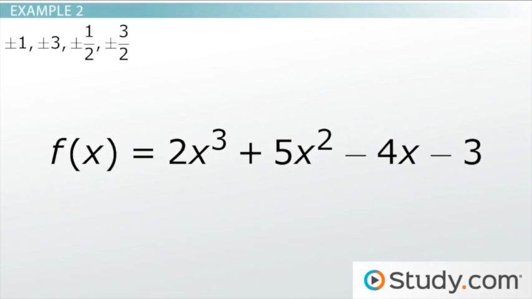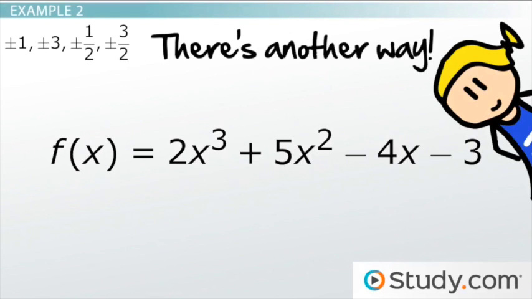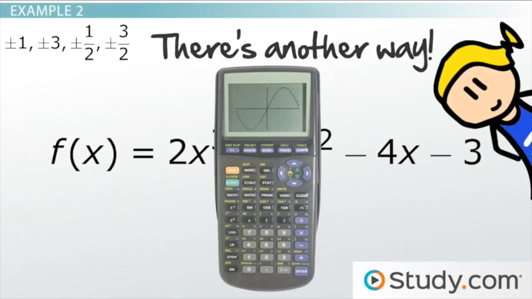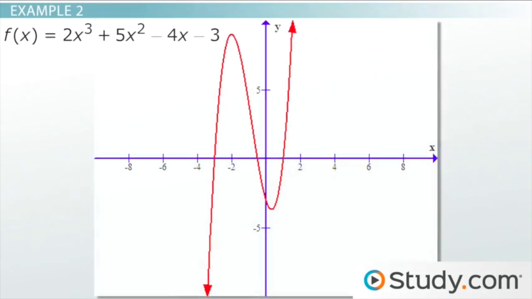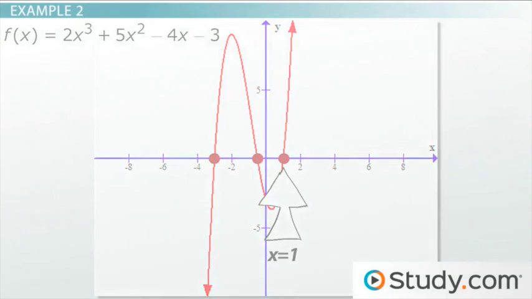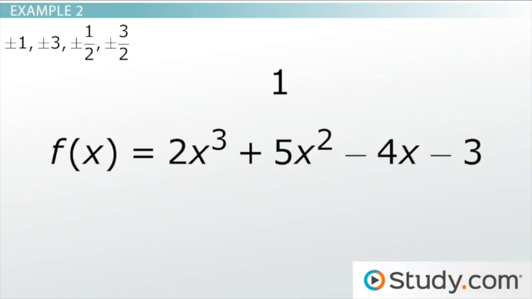We could select another candidate from our list of possible rational zeros. However, let's use technology to help us. If we graph the function, we will be able to narrow the list of candidates. The graph of our function crosses the x-axis 3 times. It certainly looks like the graph crosses the x-axis at x equals 1. If you recall, the number 1 was also among our candidates for rational zeros.